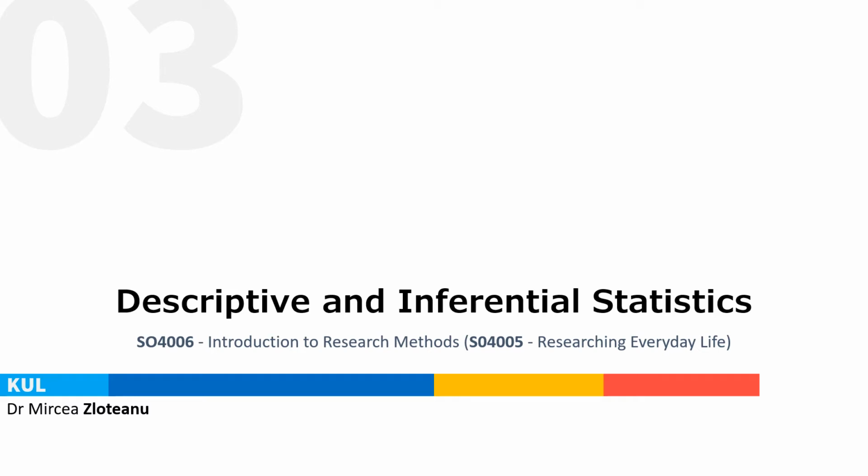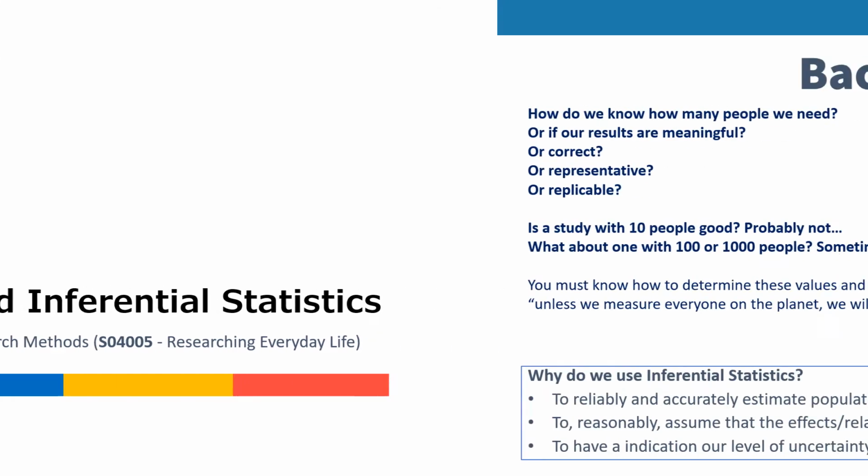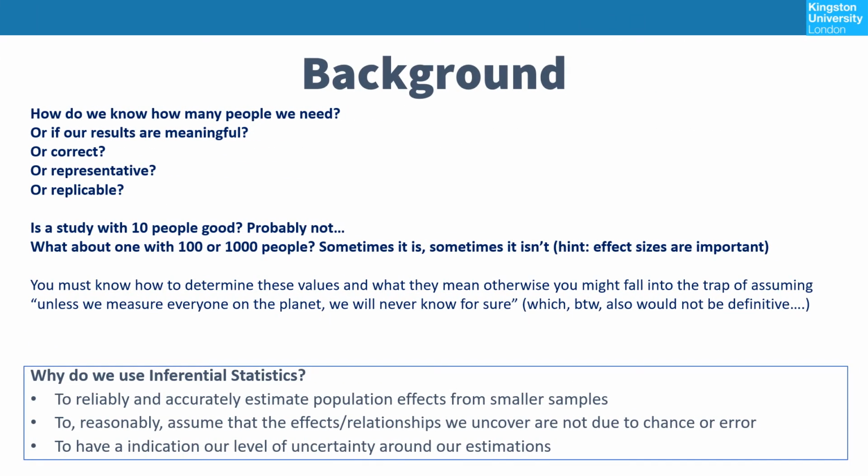In this video, we'll be looking at descriptive statistics and inferential statistics. As scientists, we have many questions that we wish to answer, such as how many people do we need for a particular experiment? Are the results we find meaningful? Are they accurate? Do they represent the wider population? And are they replicable? So can we find the exact same effect multiple times with multiple populations?